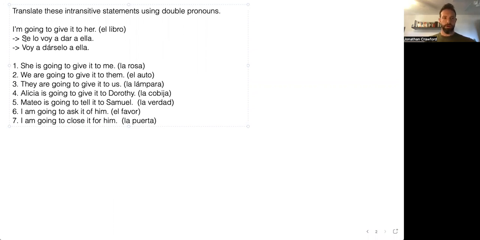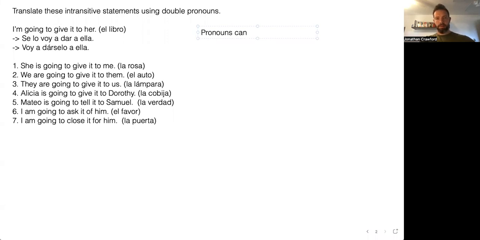So to her, it. Voy means I give. A dar, or well, it means I am going, and then a dar, to give. A ella. Se lo voy a dar a ella. You can also say it this way. Voy a dárselo a ella. And that's because pronouns can always go before the conjugated verb or after the conjugated verb. So let me go ahead and write that down.